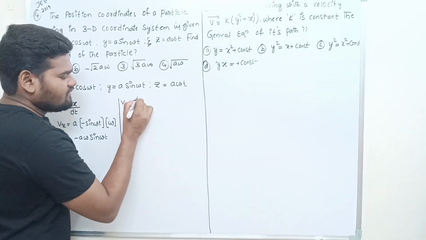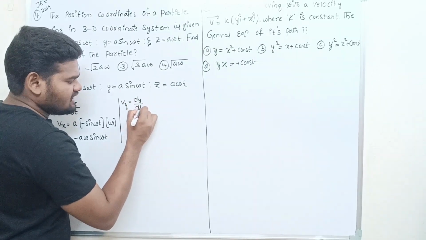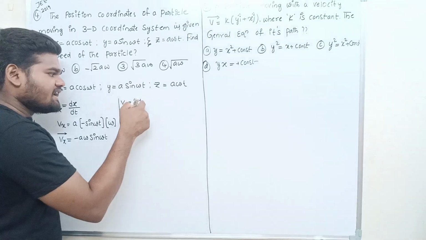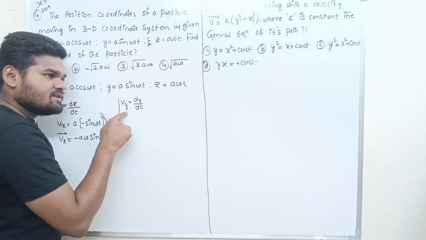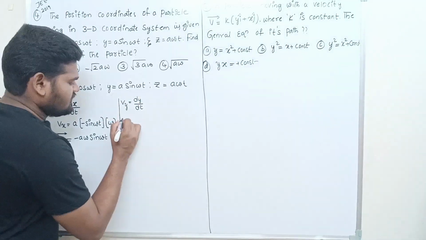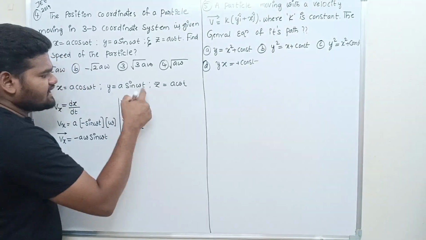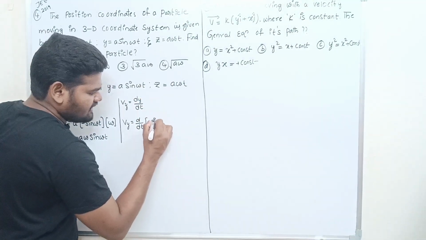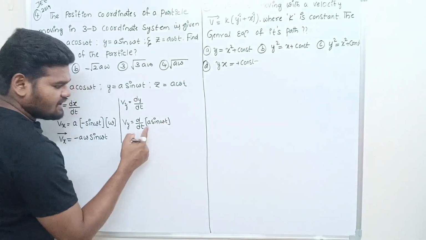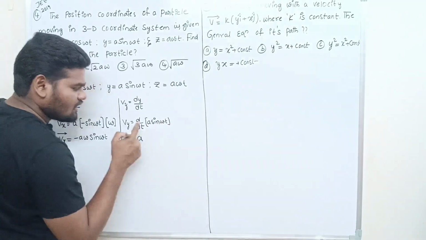Now the velocity of the particle along y direction is equal to dy by dt. The rate of change of displacement along y direction is called what? Velocity of the particle along y direction. So vy is equal to d by dt of, what is y? A sin omega t. A sin omega t. A is constant, it comes outside.